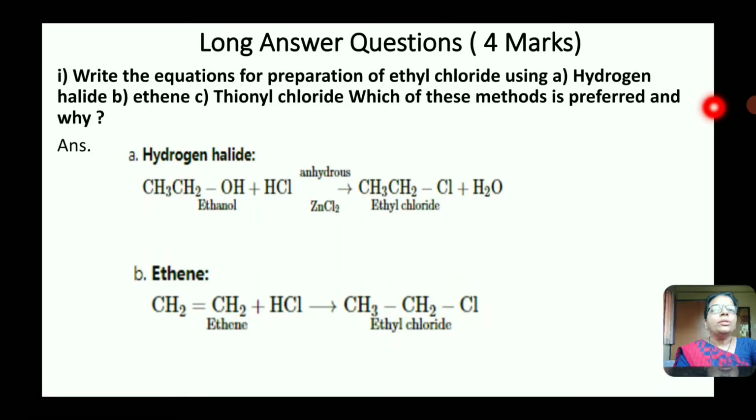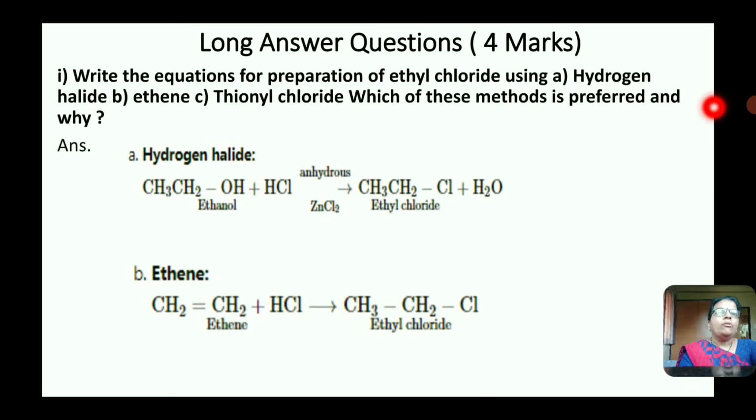Now we are going to see long answer questions, that is LAQ, carrying 4 marks each. In which the first question is: write the equation for preparation of ethyl chloride using hydrogen halide, ethene, thionyl chloride. Which of these methods is preferred and why?